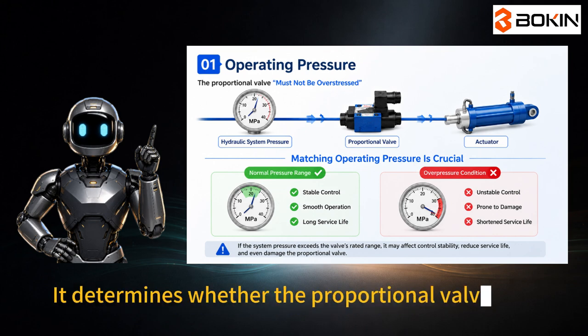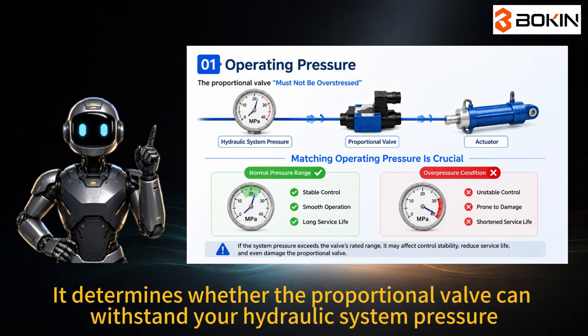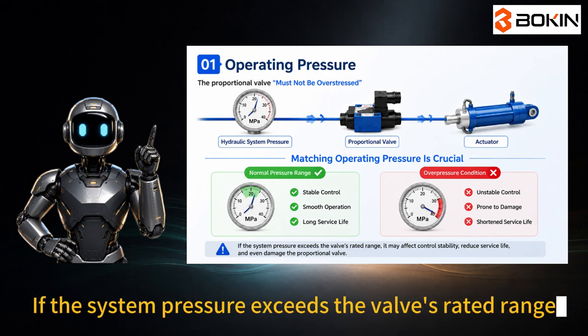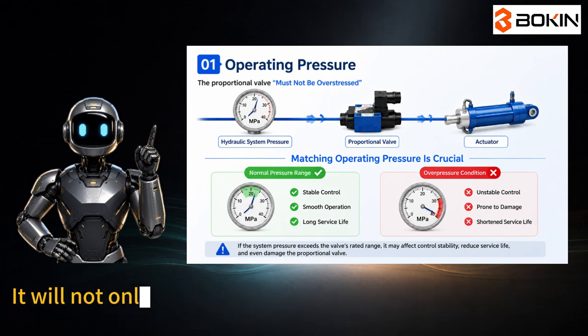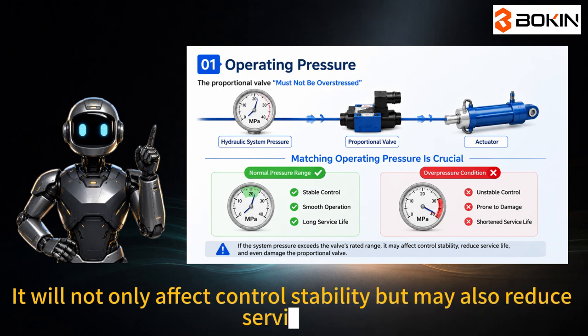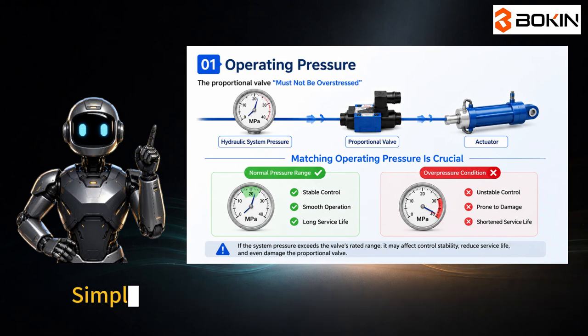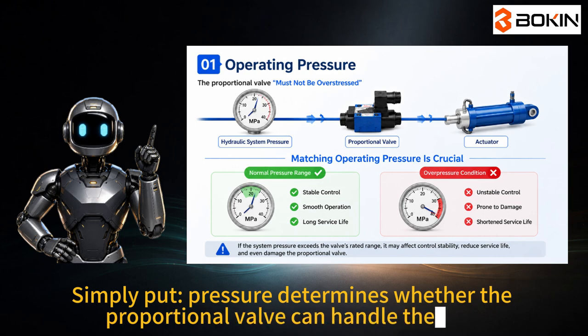It determines whether the proportional valve can withstand your hydraulic system pressure. If the system pressure exceeds the valve's rated range, it will not only affect control stability but may also reduce service life. Simply put, pressure determines whether the proportional valve can handle the load.